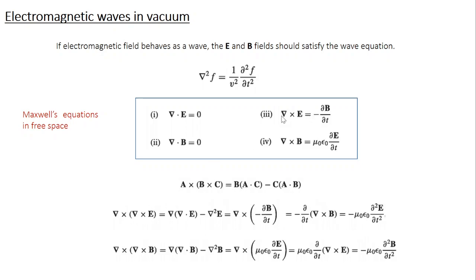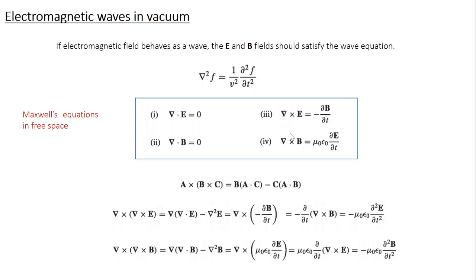Apply curl to the third equation. Curl of curl of E, expanding this using the product rule, equals del times del dot E minus del square E. Curl of E is also equal to minus dou B by dou t, so you can write the right-hand side as del cross minus dou B by dou t. You can interchange these two derivatives and write minus dou by dou t curl of B. But curl of B, from the fourth equation, is mu naught epsilon naught dou E by dou t. So the right-hand side becomes minus mu naught epsilon naught dou square E by dou t square.